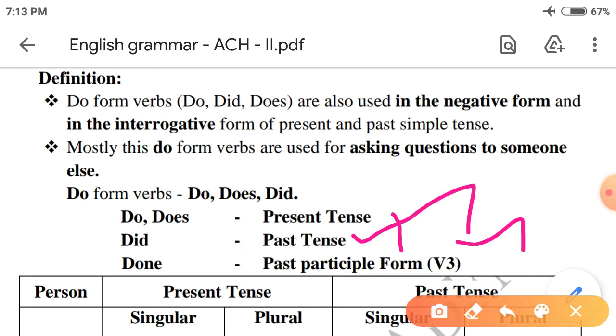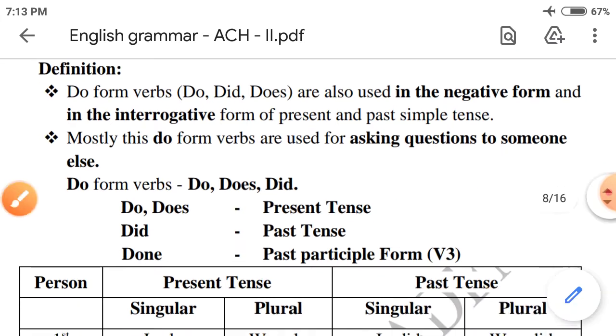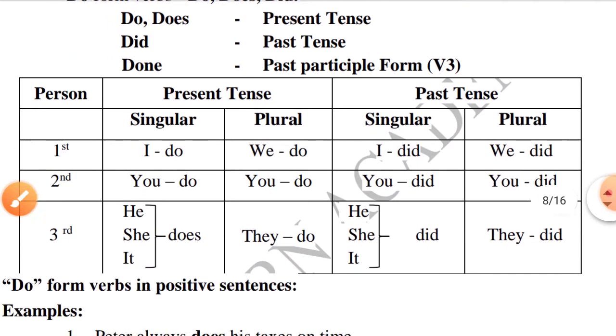When the work is continuous, there we can use doing. For example, you are doing your work, they are doing their project. So do and does for present tense, did for past tense, done is for past participle, and doing is for continuous work.